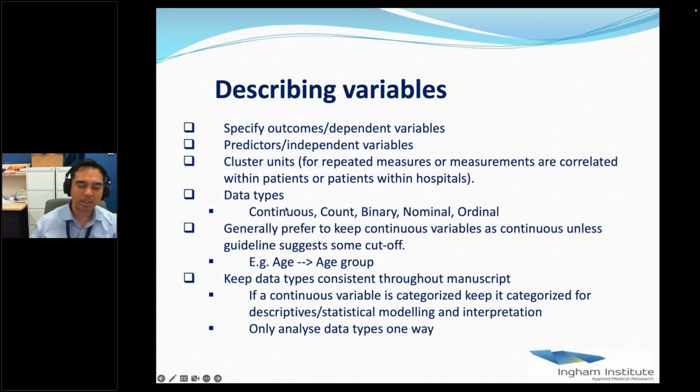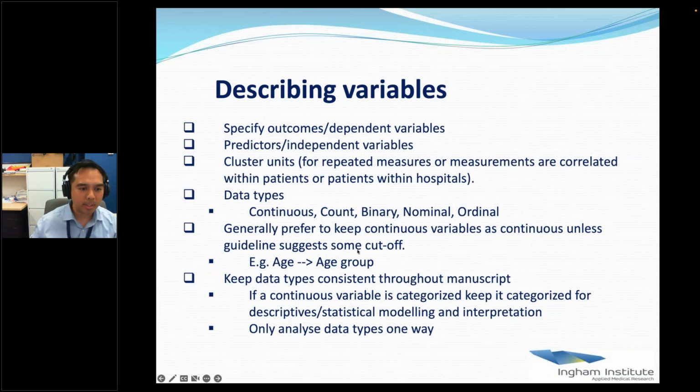With the data types, sometimes it's obvious what data type it is just by what it is. So for example, if I talk about country of birth, I know that's going to be nominal, so you don't have to explicitly say it. I'd probably specify a data type when it can be more than one thing. For example, something like length of stay, depending on the cohort you're looking at, can be considered both continuous and count. And I would say somewhere in the manuscript whether you have treated it as a count or as a continuous variable in the analysis.